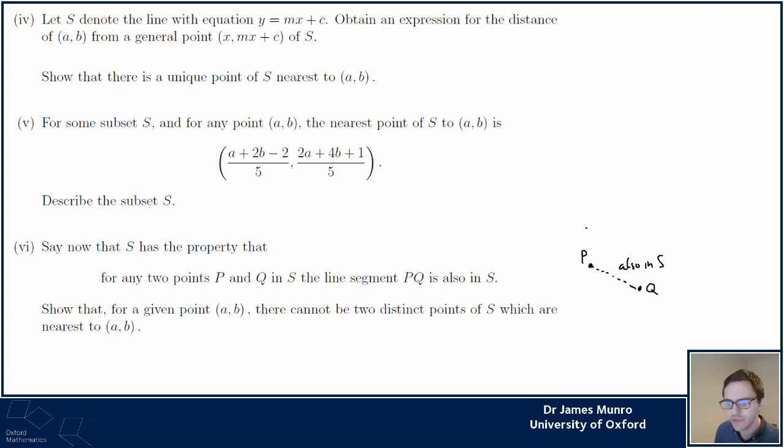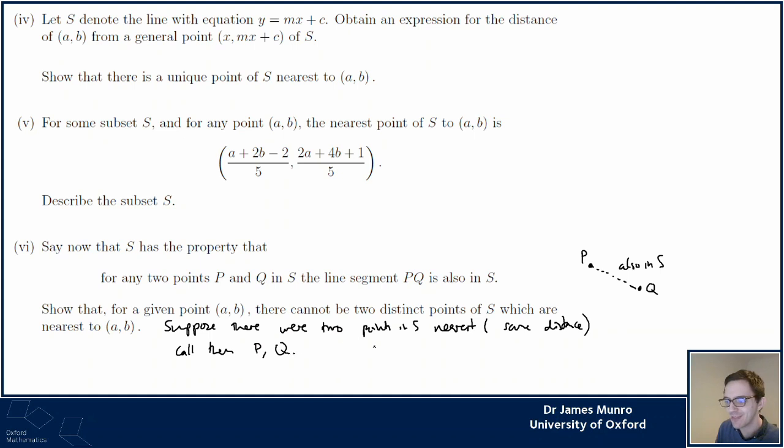Okay, show that for a given point AB, there cannot be two distinct points of S which are nearest to AB. So I'm going to say, suppose there were. This is going to be a proof by contradiction. Suppose there were two points in S nearest, that would be the same distance. Well, let's call them P and Q.